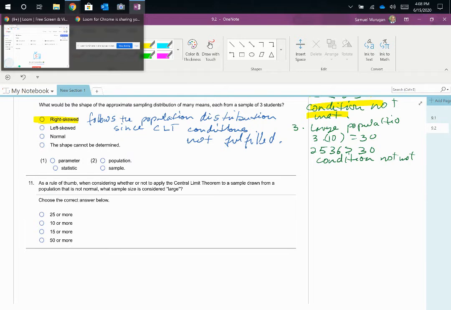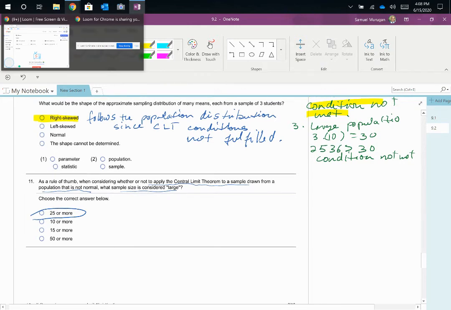As a rule of thumb, when considering whether or not to apply the central limit theorem to a sample drawn from the population that is not normal, a sample size of 25 or more is considered large.